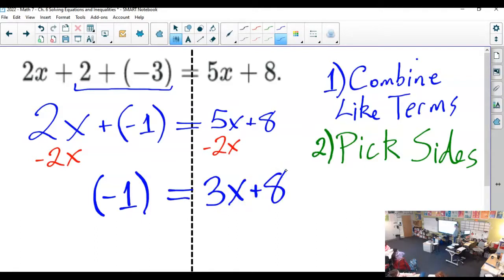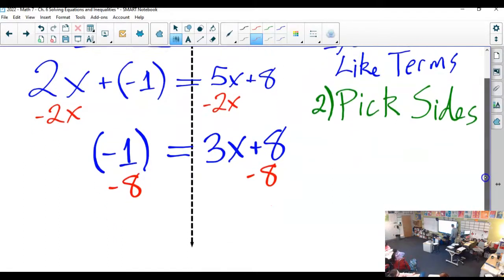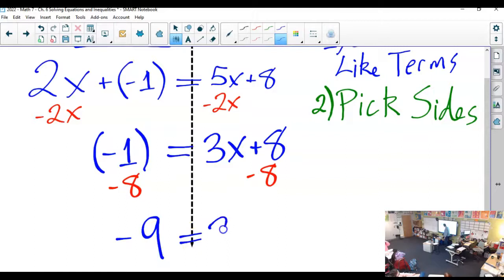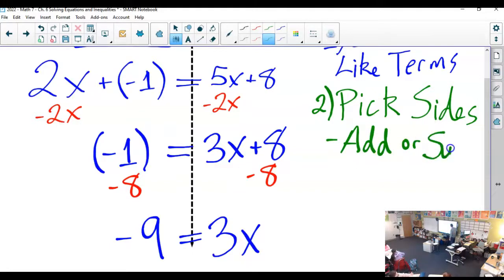I'm still kind of on the pick side step, because now that my right side is the variable side, what do I need to get rid of over there? Vincent? You should get rid of the 8. Get rid of that 8, so we minus 8 from both sides. Be careful. -1 minus 8 more, or add a -8. What are we going to get on the left-hand side? -9 equal to 3x. So we picked sides and we did add or subtract, right? Add or subtract.